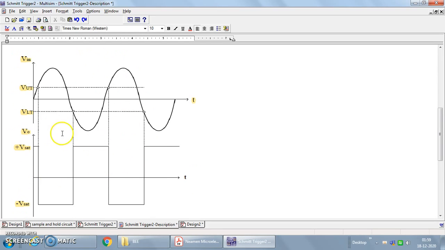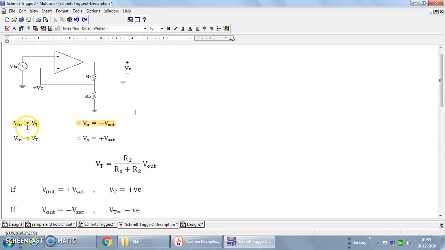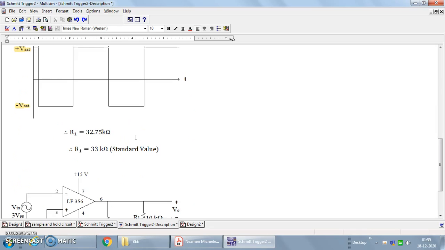So these are the input and output waveforms for a Schmitt trigger. If this is an input sinusoidal waveform, and we take symmetrical upper and lower threshold values, then as and when the input voltage is more than the upper threshold voltage value, the output voltage settles down to the minus Vsat value. So if Vin is greater than the threshold voltage, output is set to minus Vsat.